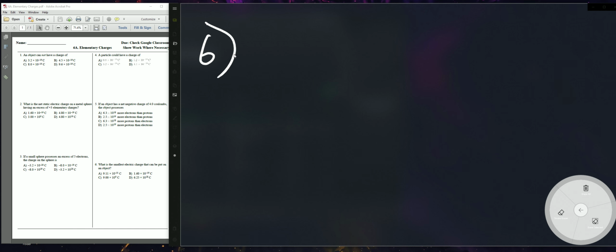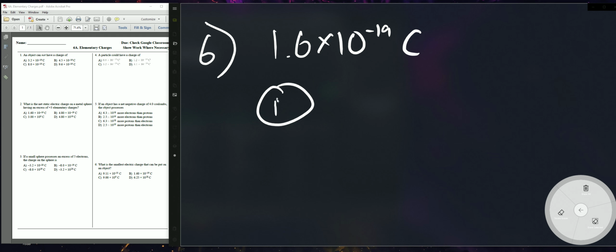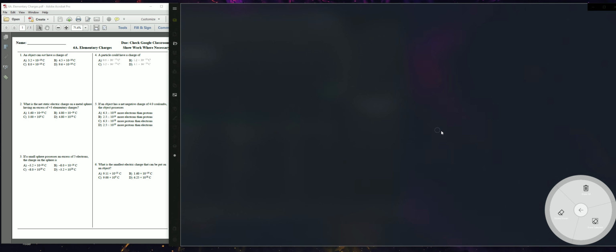Number 6. What is the smallest electric charge that can be put on an object? Well, the smallest electric charge is this, because that's either one proton or one electron, and the only answer choice is going to be B.